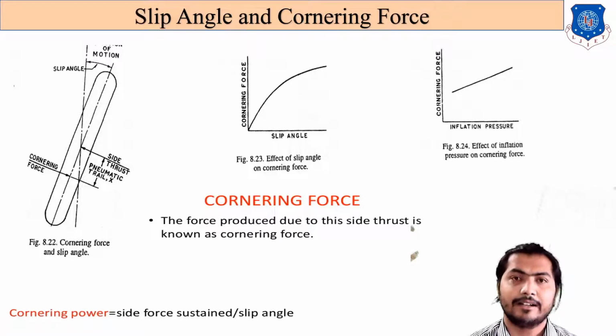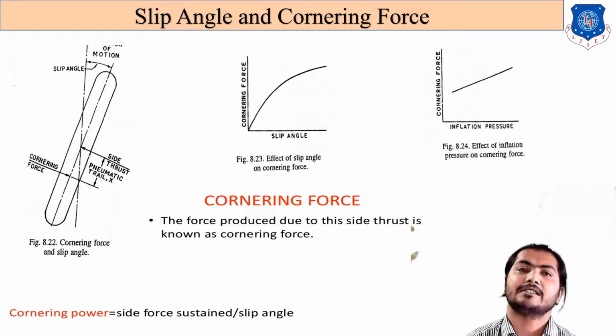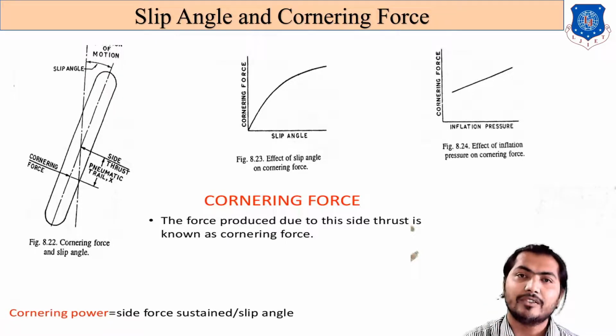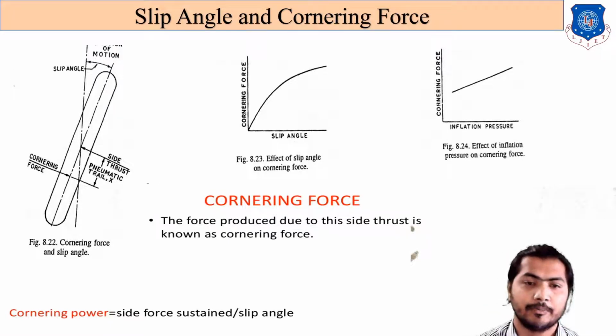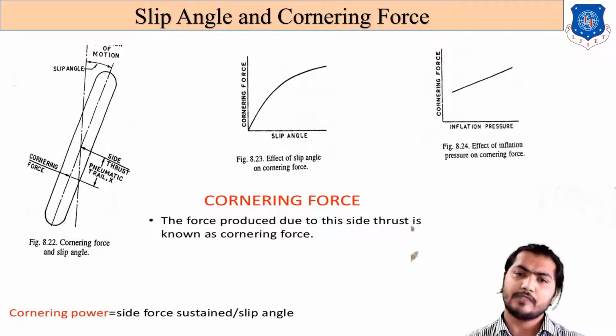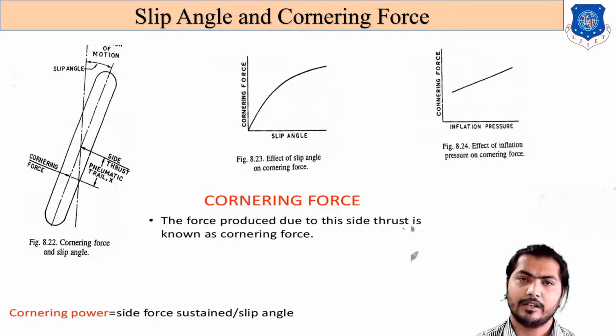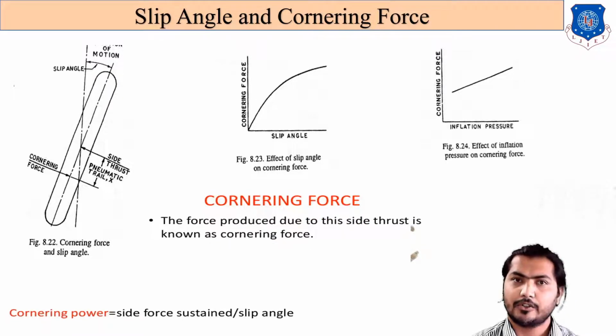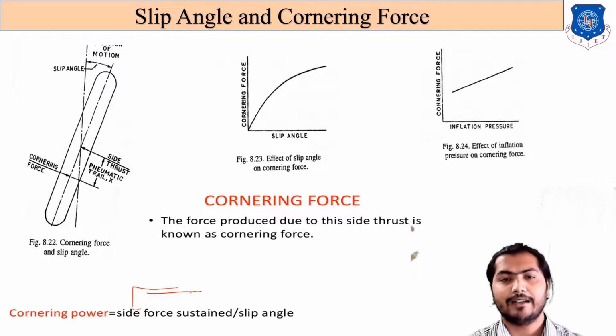Cornering force is nothing but the force applied to compensate the side thrust, in the opposite direction and of equal magnitude. To compensate this side thrust, the cornering force is applied. So that is known as the cornering force, the force produced due to side thrust. The magnitude of the cornering force is equal to the side thrust force divided by the slip angle.